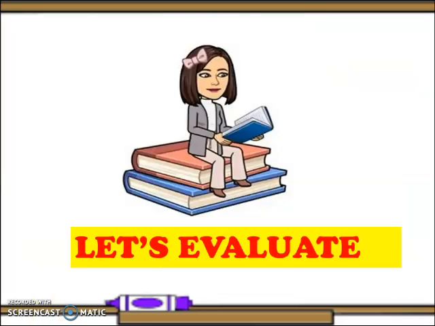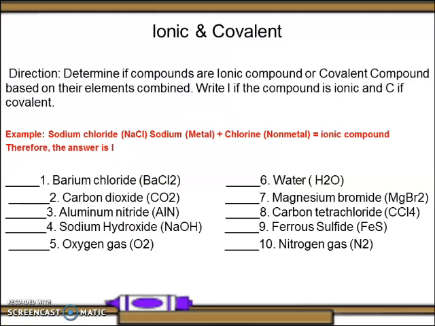Check your understanding. Answer the following. Write your answer in your notebook. Direction. Determine if compounds are ionic compounds or covalent compounds based on their elements combined. Write I if the compound is ionic and C if covalent. For example, sodium chloride or NaCl. Sodium is a metal and chlorine is a nonmetal, so it's an ionic compound. So the answer is I.